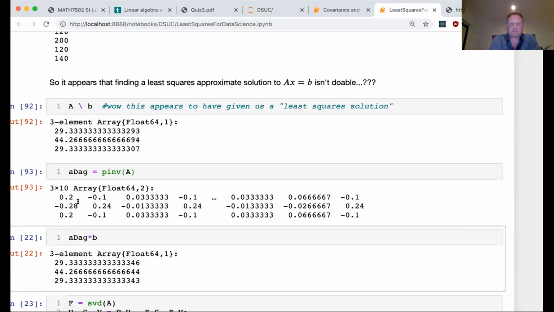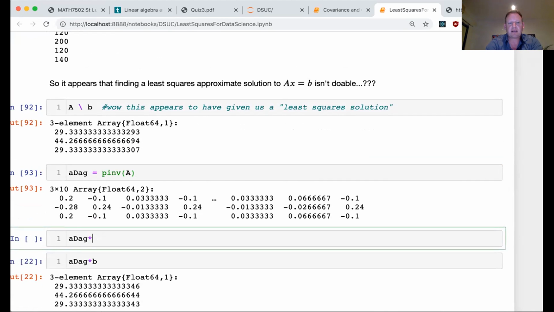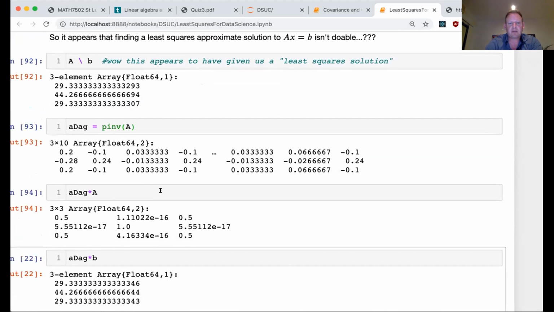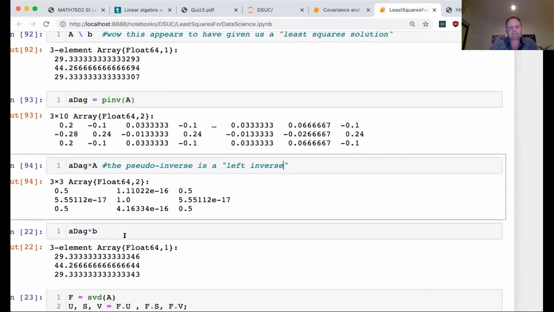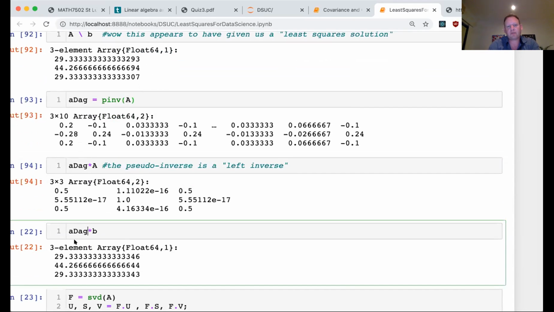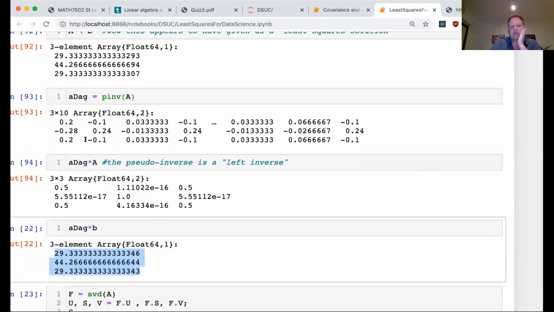By the way, this is the left inverse of the matrix A, just if you want to see it. If you do A dagger times A, we should get the identity matrix. So the pseudo inverse is a left inverse. Okay, so this is the identity matrix. And this pseudo inverse multiplied by B gives us these 29, 44, and 29, which is the same least squares solution we got from the black box, from the backslash operator. But now let's do it ourselves from first principles.